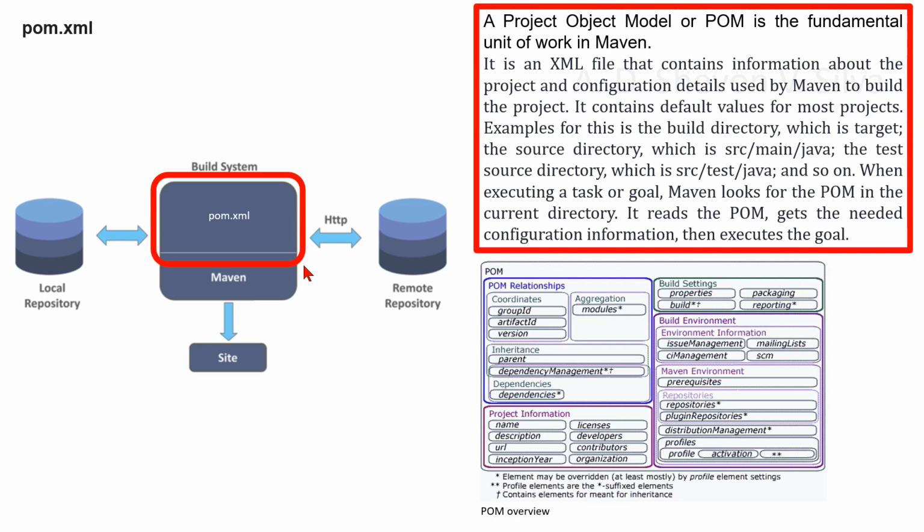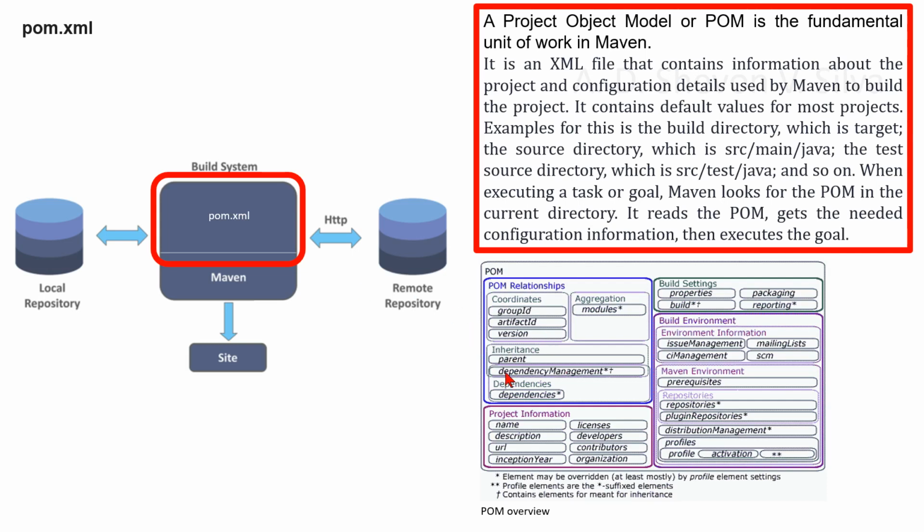Examples of this are the build directory, which is target, the source directory, which is src/main/java, the test source directory, which is src/test/java, and so on. When executing a task or goal, Maven looks for the POM in the current directory. It reads the POM, gets the needed configuration information, then executes the goal.